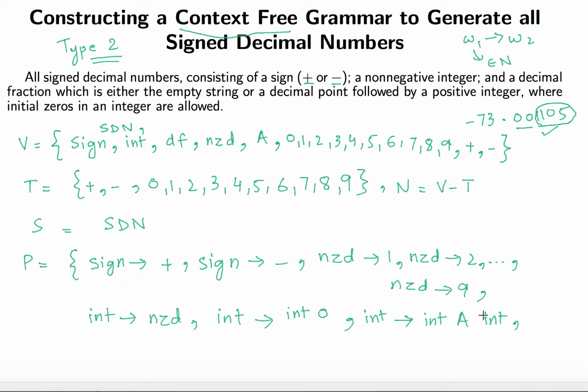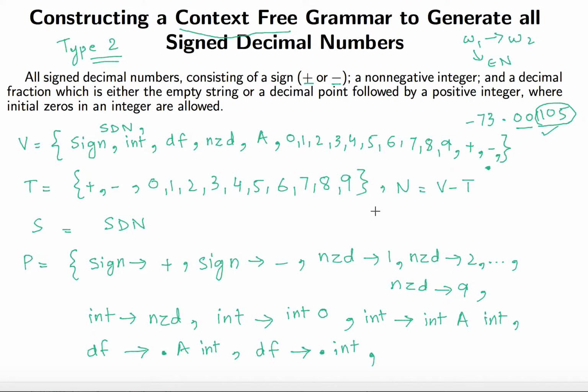And then I want to say decimal fraction. This can have a decimal point, A and integer, or my decimal fraction can be replaced by just a decimal point and an integer. So what mistake did I make? The mistake I made was that this decimal point is not in the vocabulary. So this decimal point should be here. Okay, so this is very common.